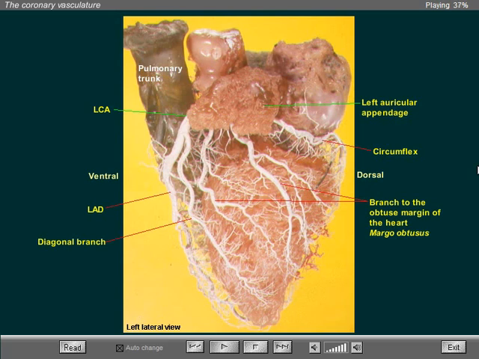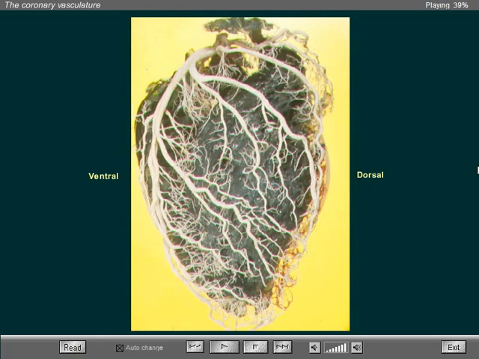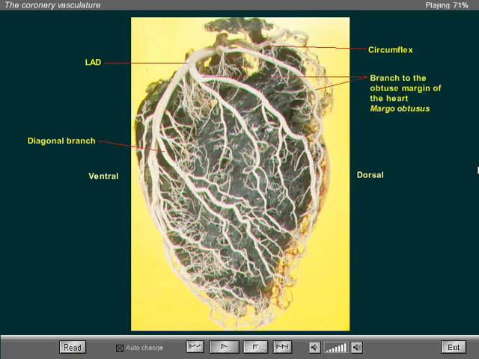This is a specimen comparable to the next one, where the left ventricle was cast in blue plastic and is covered by abundant branches coming off the anterior descending and the circumflex branch of the left coronary artery. The first large branch coming off the anterior descending has been called the diagonal branch, and the large branch dorsal to this vessel, which comes off the circumflex, has been called the branch to the obtuse margin of the heart, or the so-called margo obtusus branch of the left coronary artery.